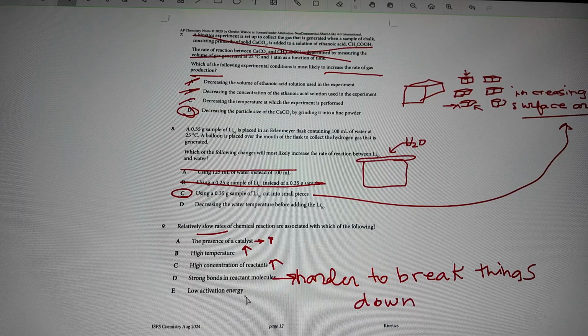And then E is low activation energy. Low activation energy is like salt. It makes the melting happen at a lower temperature, right? So it's lower in the activation energy. That speeds things up. So the answer is D.